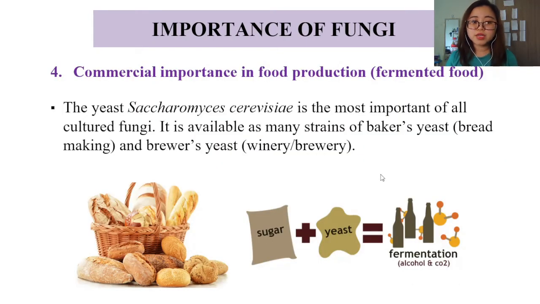They are also important in producing food. So they have commercial importance in food production, specifically for fermented food. So a useful example of this is yeast. Yeast is a type of fungus. It is just usually unicellular.